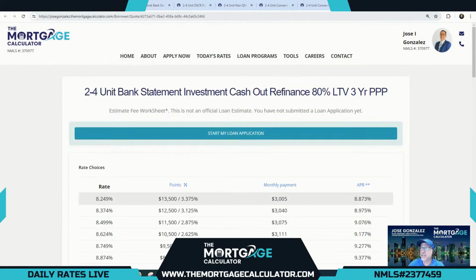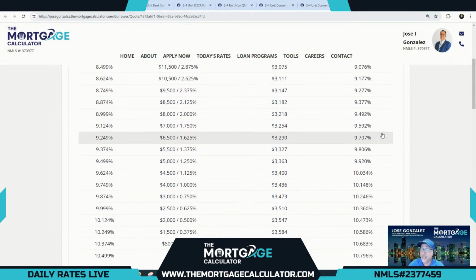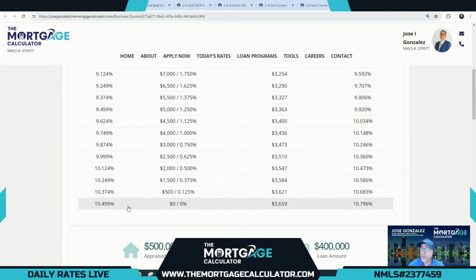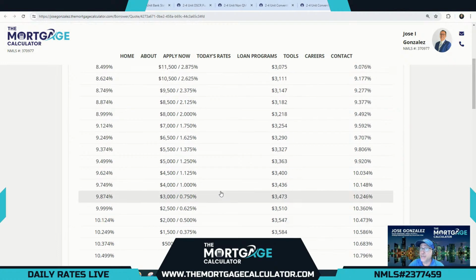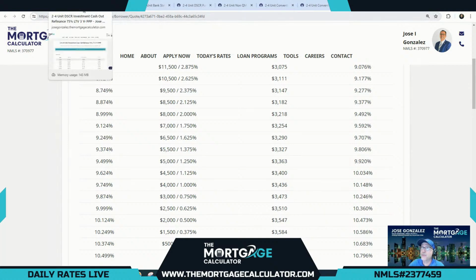20% down bank statement. Now the cash out on the bank statement is also 80% LTV. Again, sorry about the mix up there on the table, but we're at 10.499 as our lowest cost option, and you can buy that down to 8.499. So a very deep rate sheet there. 10.499 lowest cost option, 8.499 lowest rate option.